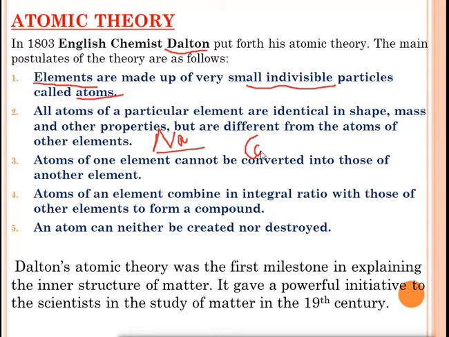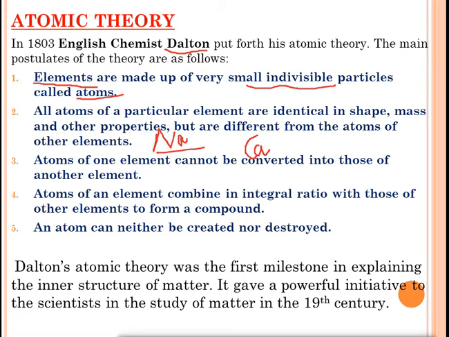But suppose we have taken calcium, symbol Ca. The calcium element will be made of calcium atoms. So he said that atoms of the same element will be identical in shape, mass and other properties, but they will be different from the atoms of other elements. For example, the atom of sodium will be different from the atom of calcium. Likewise, the atom of sodium will be different from the atom of zinc, and the atom of calcium will be different from the atom of iron.